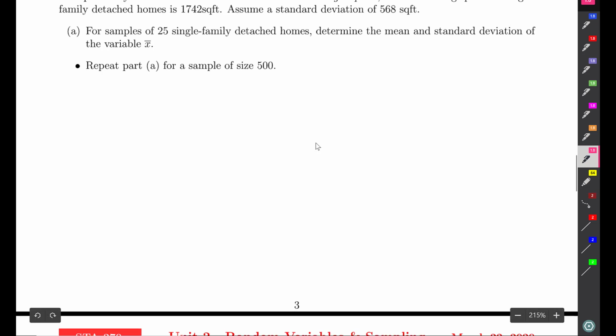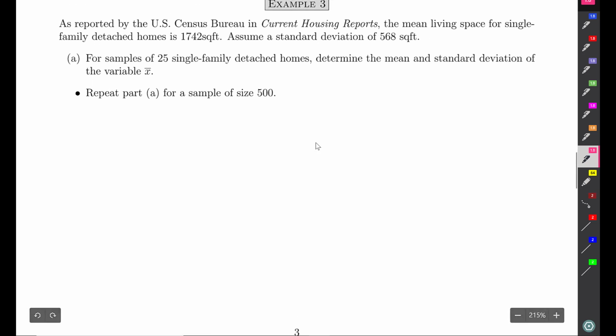So for example 3, we have the U.S. Census Bureau in current housing reports. The mean living space for single-family detached homes is 1,742 square feet. Assume a standard deviation of 568 square feet. For Part A, for samples of 25 single-family detached homes, determine the mean and standard deviation of the variable x bar.